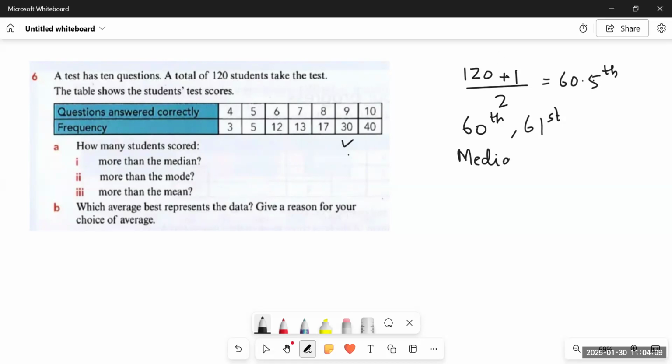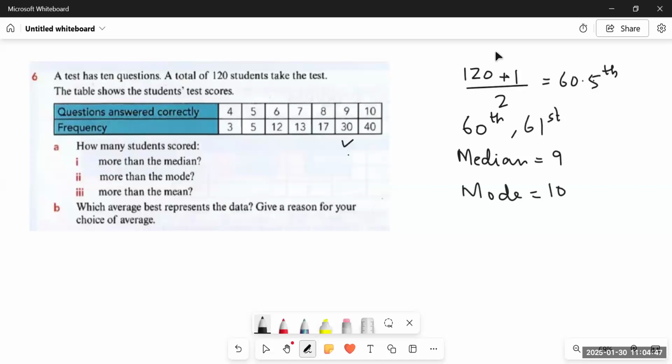Okay, students. Next, we have to calculate mode. To calculate mode, it's very easy using the table. We'll just look for the greatest frequency, which is, I guess, 40, because 40 students answered all 10 questions correctly. So it is the highest number of students who answered 10 questions. And since it is the highest frequency, the corresponding value, that is 10, would be the mode. So we'll write it down. Mode is equal to 10.